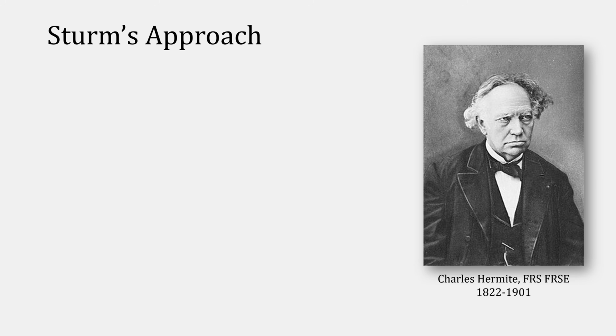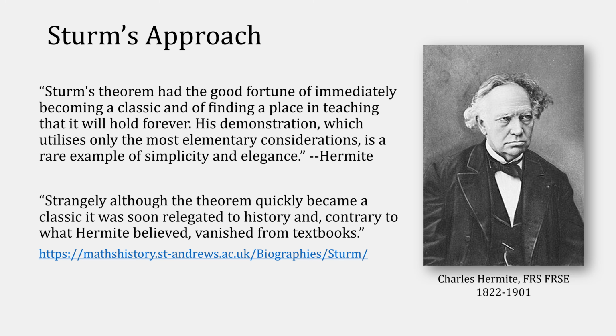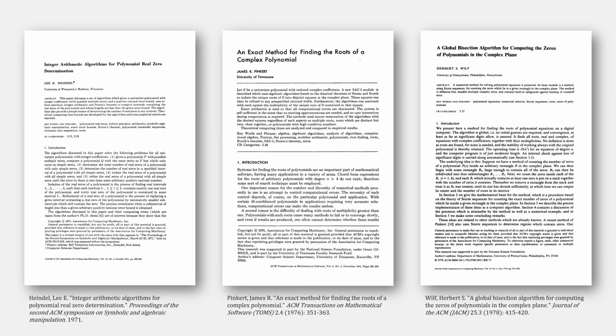Charles Hermite once said that Sturm's theorem had the good fortune of immediately becoming a classic and of finding a place in teaching that it will hold forever. His demonstration, which utilizes only the most elementary considerations, is a rare example of simplicity and elegance. Strangely, although the theorem quickly became a classic, it was soon relegated to history and, contrary to what Hermite believed, vanished from the textbooks. That is, until mathematicians realized it could be used to actually solve for complex roots.